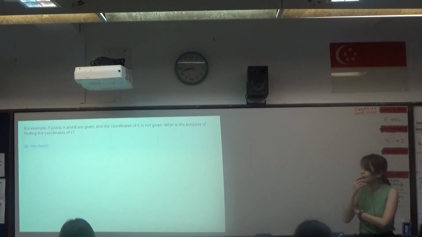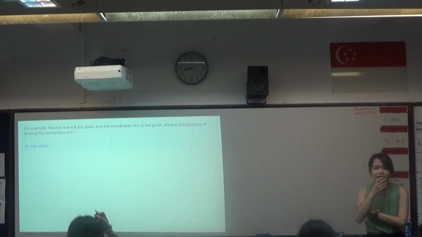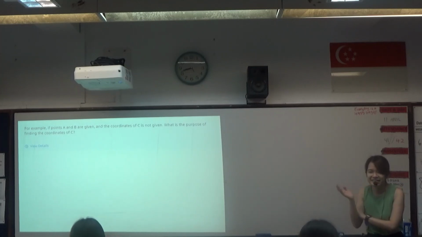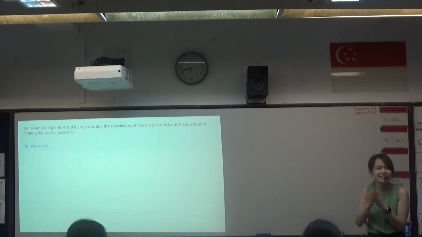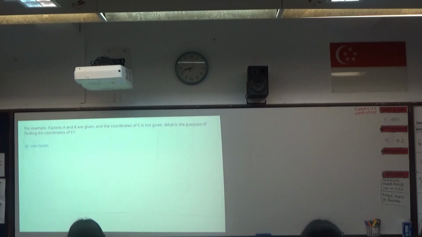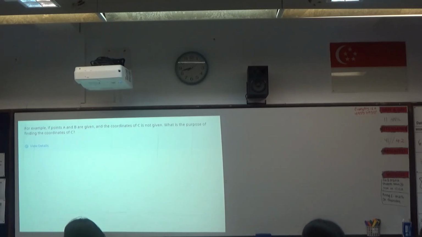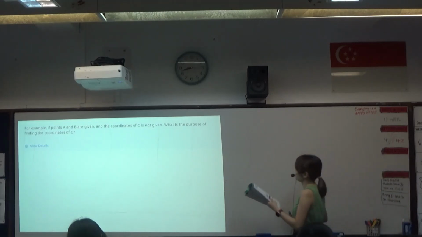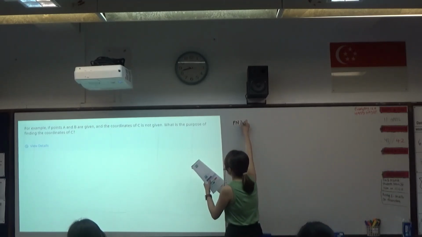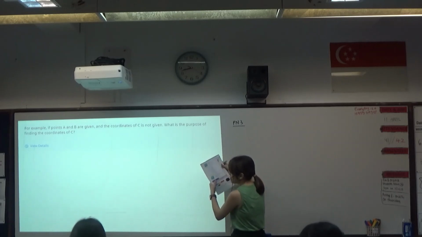Actually, I don't understand the question. Why is there a point C? Where is the C in the first place? The right angle triangle question. Okay, let me come in. That one is Practice 3 Question 2, is it? Come in. Yeah, good morning.